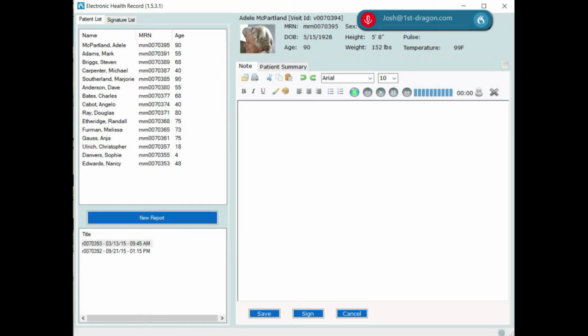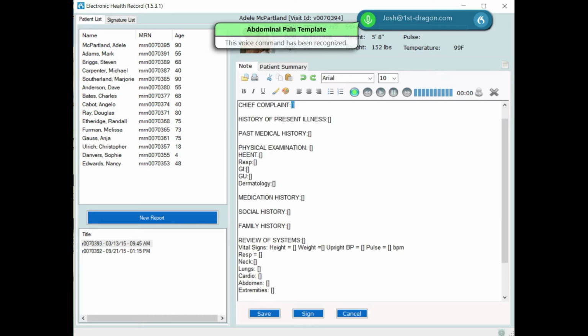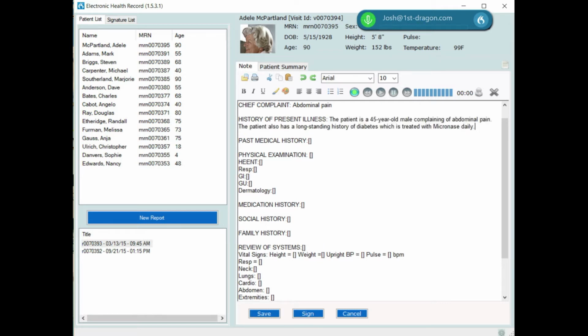So as you can see, I have pulled up my mock EHR and I am going to be using a PowerMic 3 to demonstrate Dragon Medical One today. Our test patient will be suffering from abdominal pain, so I'm going to go ahead and call in our abdominal pain template. Abdominal pain template. Abdominal pain. Next field. The patient is a 45-year-old male complaining of abdominal pain, period. The patient also has a long-standing history of diabetes, which is treated with Myconase daily, period. Next field.